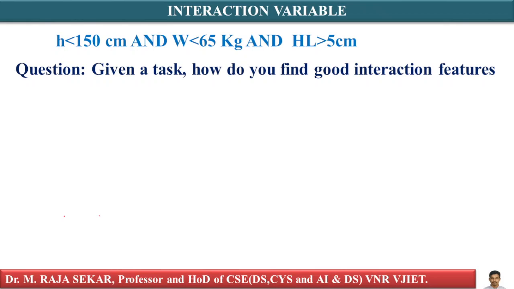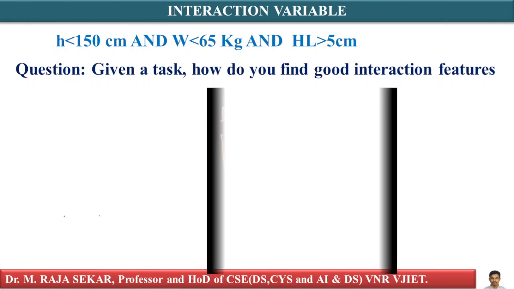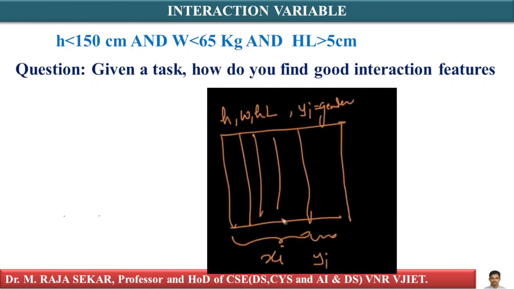If you want to come up with an interaction feature, let's say you want to come up with a very simple thing. Let's assume you have these features: height, weight, and hair length. And you have yi. What is my yi? Yi is gender. You create a table with these four features, isn't it?